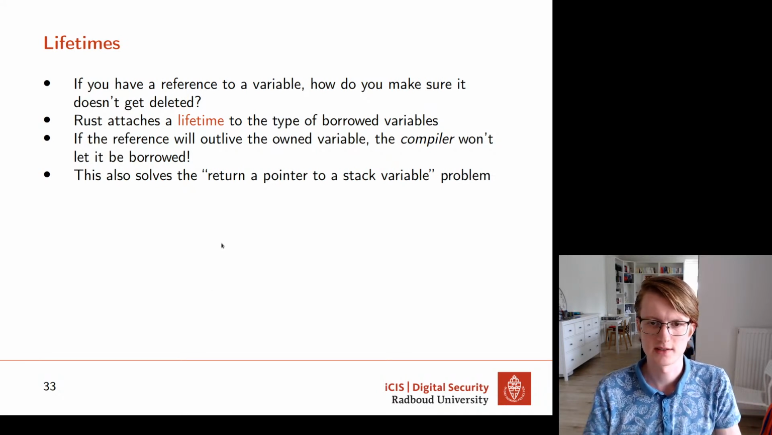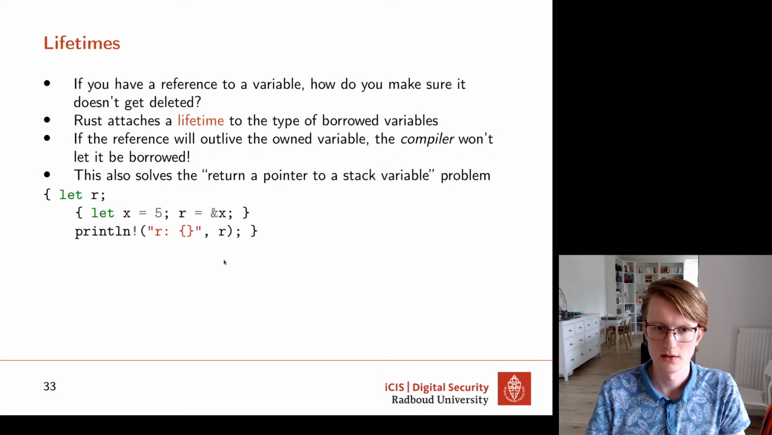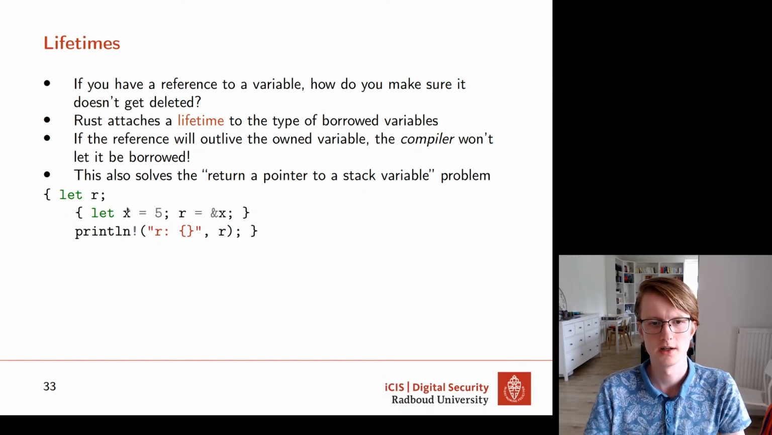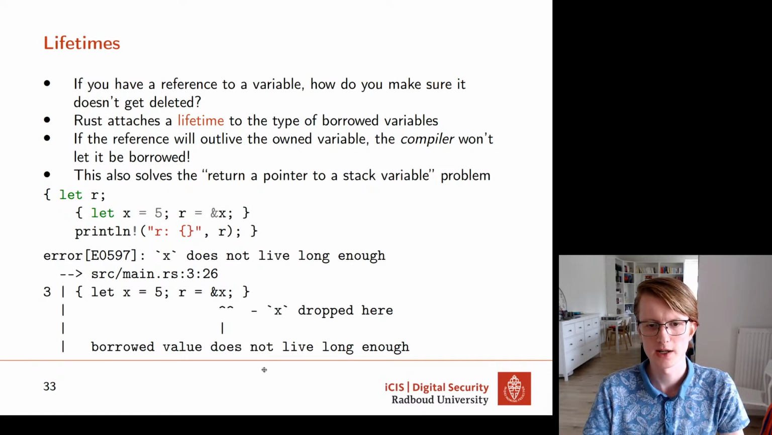And then there's this example that we have here, where we have some variable r and x equals 5. So this is the owner, within these curly brackets this variable x will exist. But once we reach the end of it, x will stop existing. And then we assign r the address of x. r will borrow x. And then you will see that the compiler will simply complain: you're borrowing x here, but it does not live long enough because x will be dropped at the end of these curly brackets.